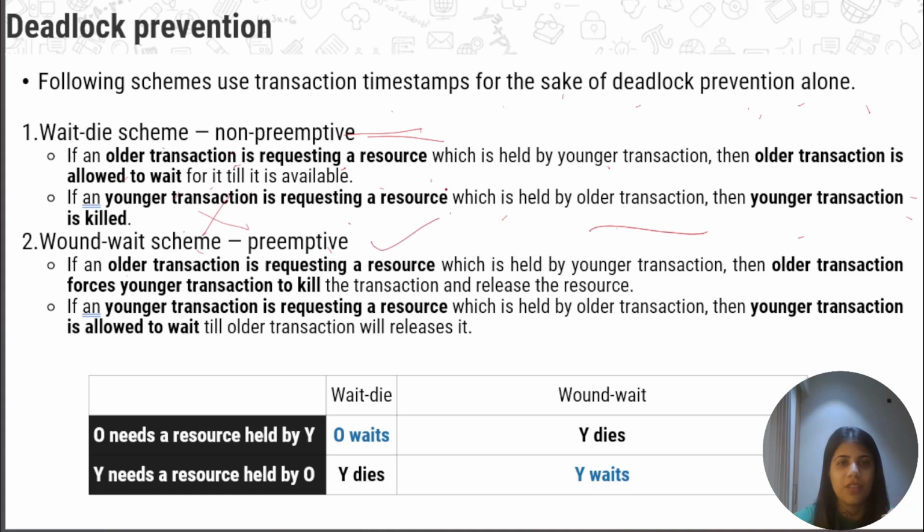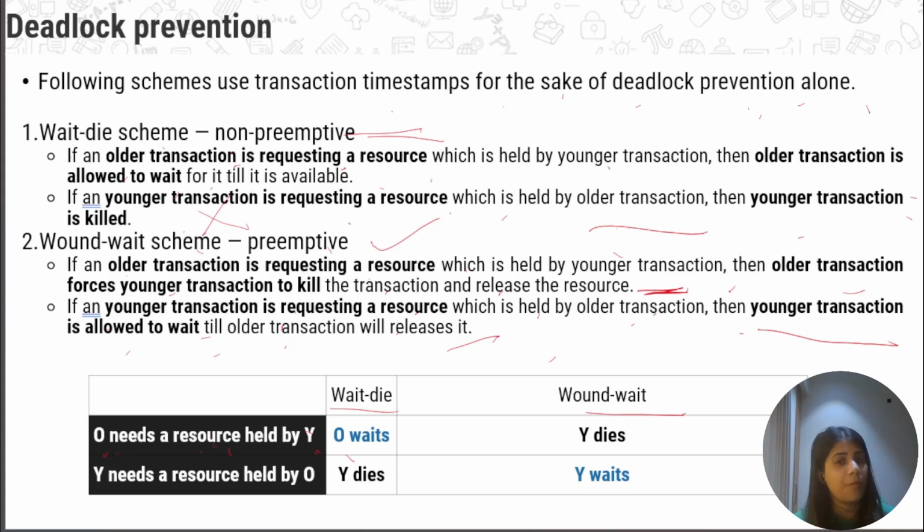Now, the second is the wound-wait scheme. This is preemptive. If an older transaction is requesting a resource which is held by the younger transaction, then the older transaction forces the younger transaction to abort and release the resource. If a younger transaction is requesting a resource which is held by the older transaction, then the younger transaction is allowed to wait till the older transaction releases it.